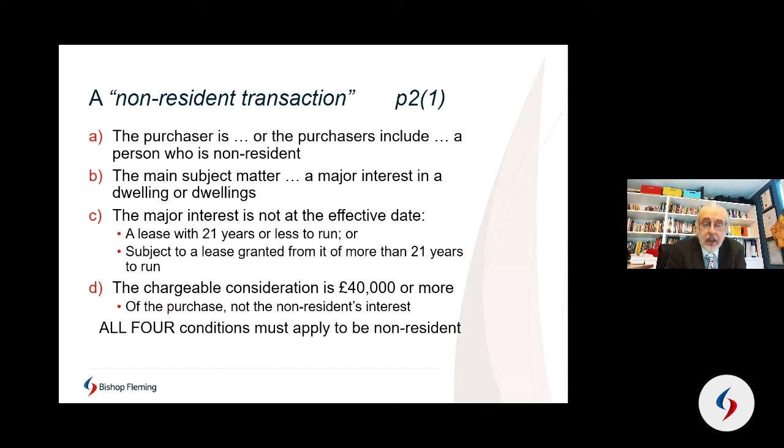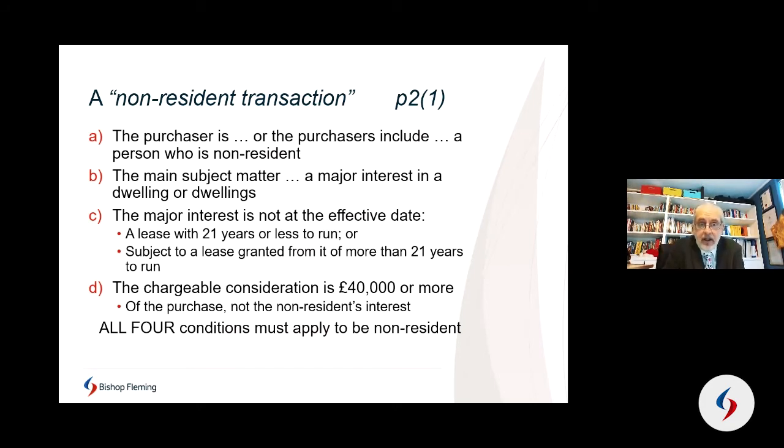But then importantly, the main subject matter must be a major interest in a dwelling or dwellings. Now, a major interest is a freehold or a lease. It doesn't include a right or power in or over land. So a non-resident buying an option of residential property would not be buying a major interest, so wouldn't be within these rules, despite the fact that he's non-resident. But a major interest is also qualified. It's not treated as a major interest for these purposes if the actual interest is a short lease, a lease with 21 years or less to run.